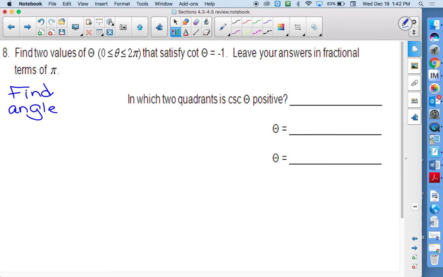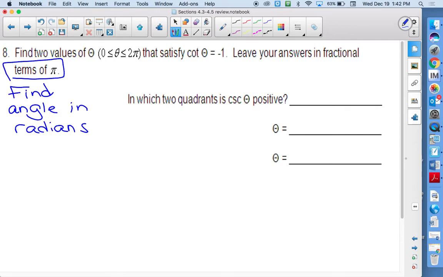But this one wants it in radians. And specifically, it says in terms of pi. So what does that mean? That has to be in your answer. A pi. If you use your calculator, are you going to get a pi in your answer? No. So the first one you needed, number 7, you needed a calculator. This one is no calculator.